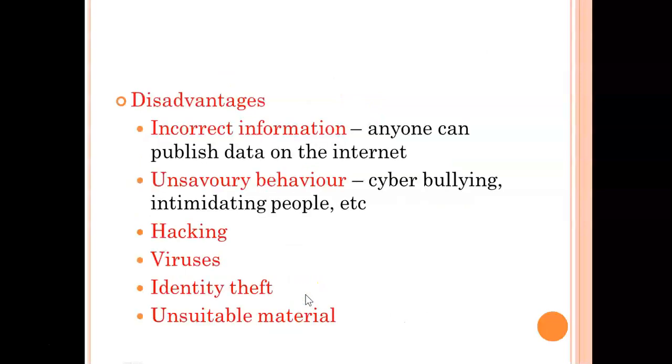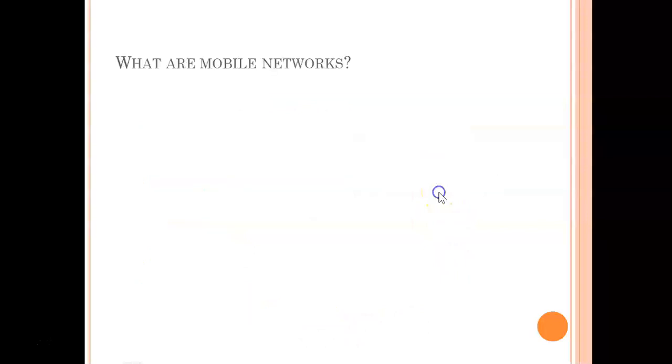So some disadvantages. There's incorrect information, so anyone can publish data on the internet. You can encounter unsavory behavior, such as cyberbullying, intimidating people, etc. Hacking can occur online. You can get viruses from the internet. Identity theft can occur, and there is also unsuitable material online. So these are some disadvantages of using the internet.